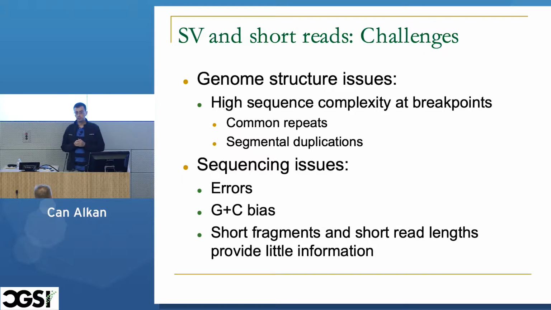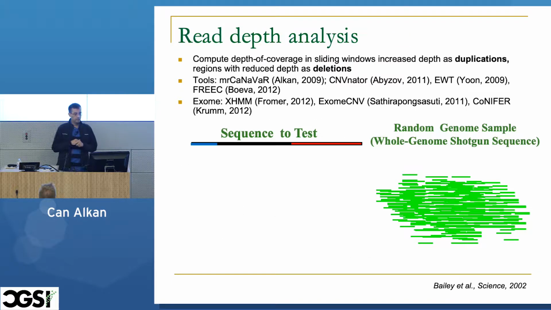We also have the sequencing issues. The reads are not perfect, although they are the most correct ones compared to the long reads. We still have some errors. We have some GC bias, especially if you are using PCR before the sequencing experiment. Right. So let's go through those signatures one by one very, very quickly.